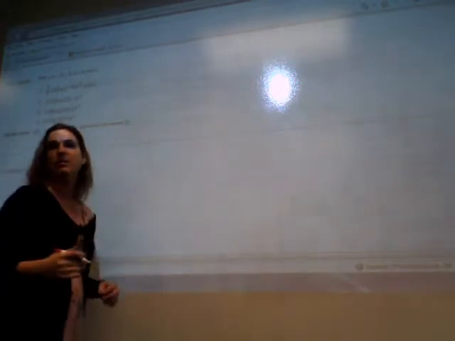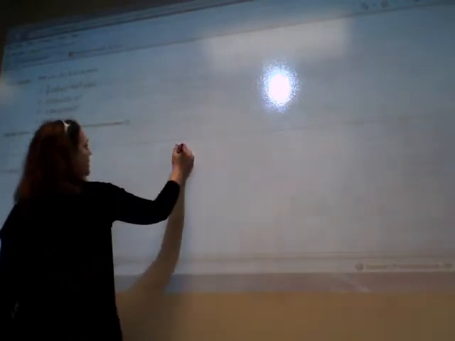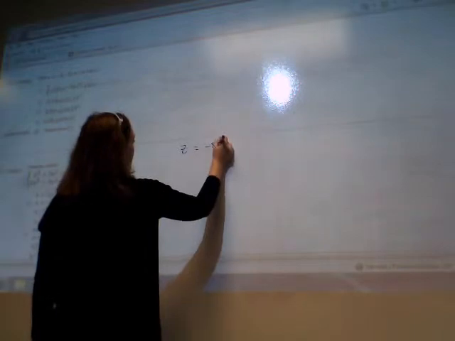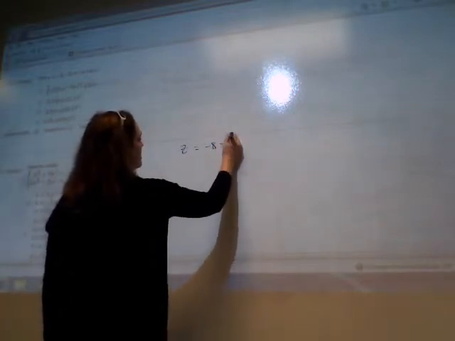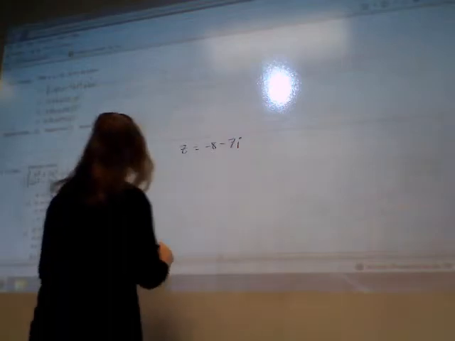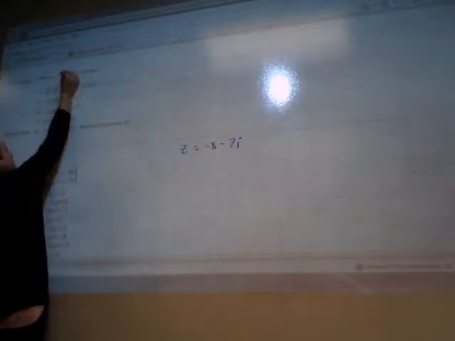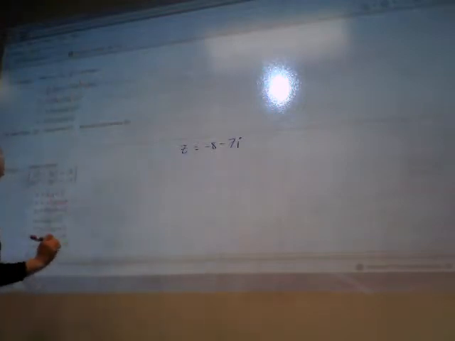Okay, it says write z is equal to negative 8 minus 7i. I'm going to do it down here so that I don't have to stretch myself. That was an odd looking 7. That's an i, I know it's hard to see it. And it's asking us to put it in cosine sine form, asking us to put it into the trigonometric form.